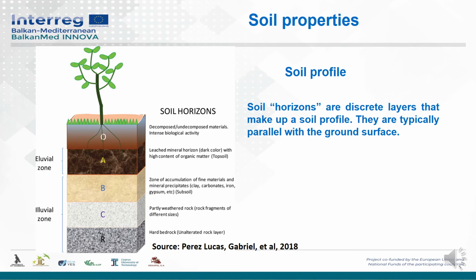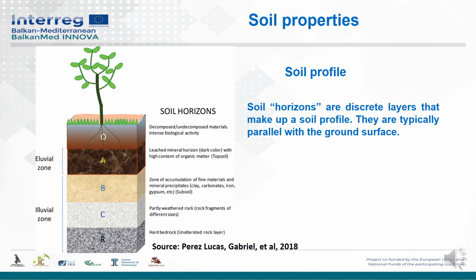Then comes horizon B, which is a zone of accumulation of fine minerals and mineral precipitates that come from the upper layers through the water that moves from up down. In this horizon, there is a higher content of clay, carbonates, iron, gypsum, and so on. It is called subsoil.